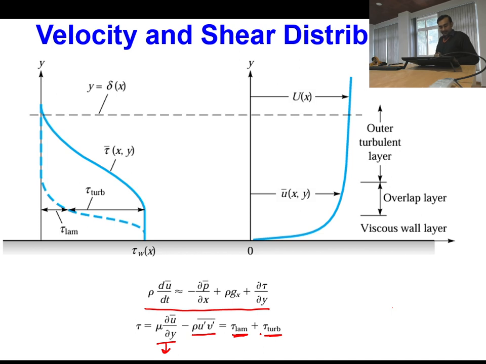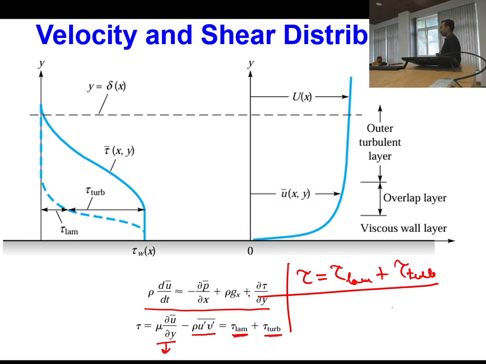But you can see that in the stress components, the molecular viscosity dependent component is only the laminar stress, whereas the turbulent stress is actually independent of the molecular viscosity. It is not dependent upon molecular viscosity. Is this point clear? All are clear with this idea? Basically what I am trying to say is that if I have total stress as tau, that total stress is nothing but a combination of the laminar stress plus turbulent stress. So that is the whole idea of this particular equation. Okay, all are clear with this?